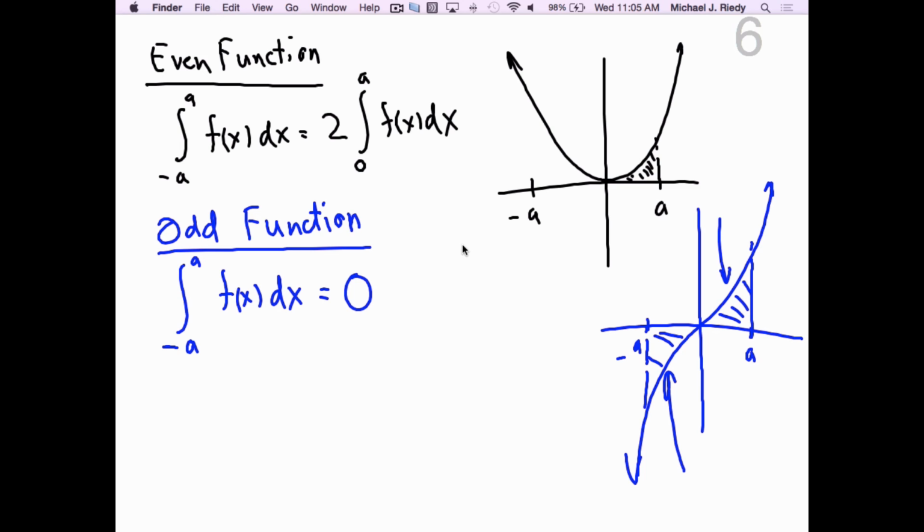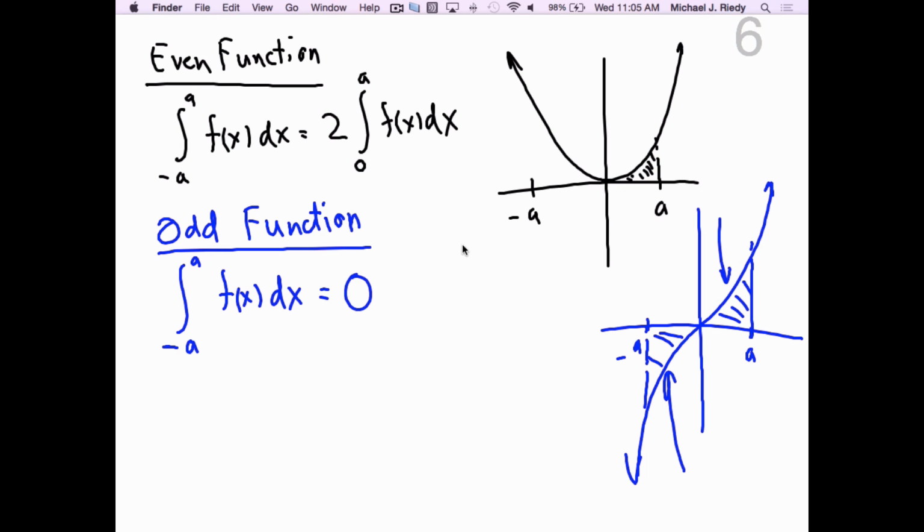And how do you determine if a function is even or odd? What's the easiest way? Powers, right. If all the powers are even, it's an even function. If all the powers are odd, it's odd. Remember that x is odd, and a constant is even, because a constant like 5 is 5x to the 0.